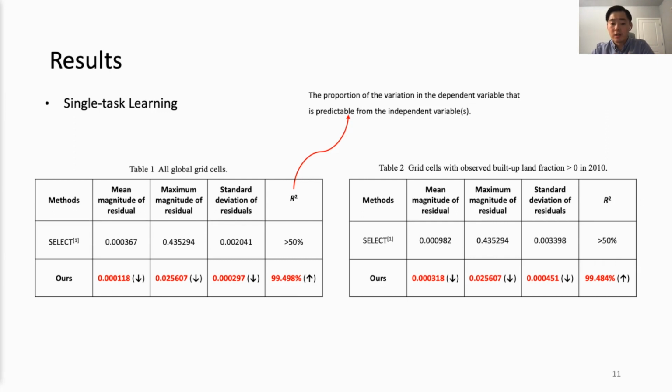The coefficient of determination is often noted as R square, which means the proportion of the variation in the dependent variable that is predictable from the independent variables. We can see here our method outperforms the baseline model on all metrics on producing the short-term urbanization prediction.